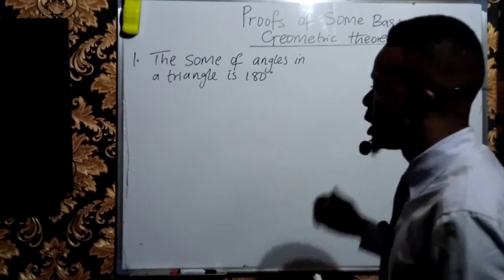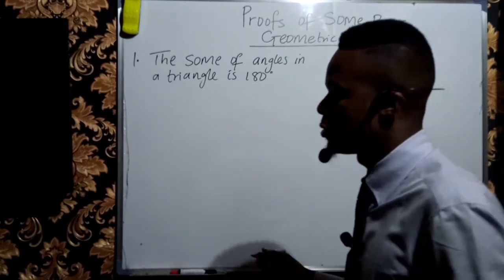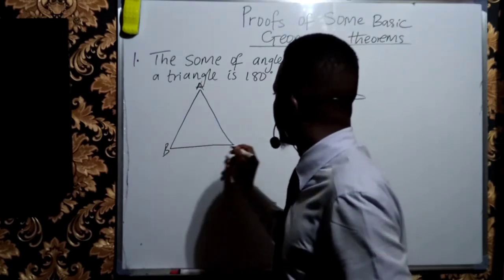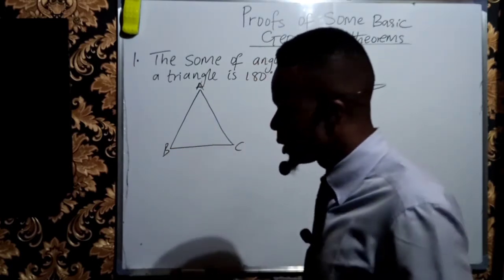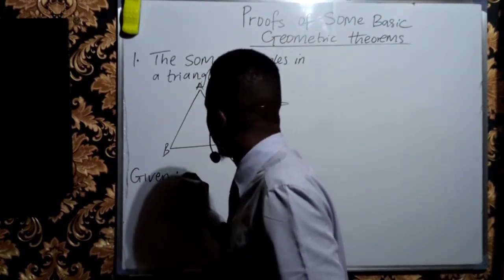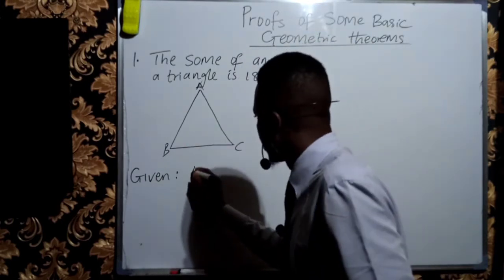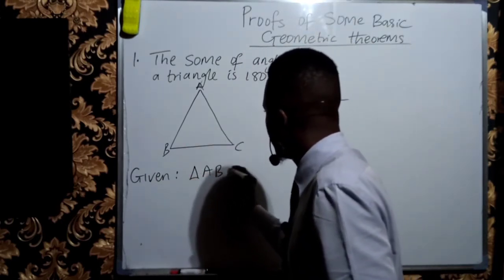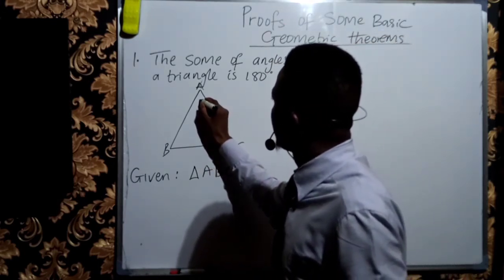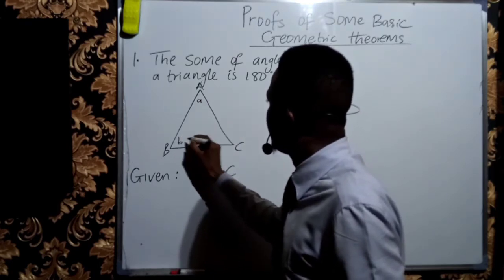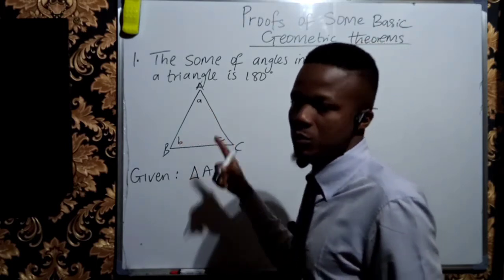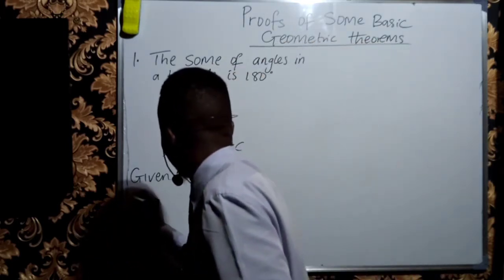Okay, now to do that, let us draw a triangle. Let's say this is triangle ABC. So the first procedure is given. What are we given? We are given triangle ABC. Let's assume that the angles of this triangle are A, B, and C. So we are assuming that the angles of this triangle are small letter A, small letter B, and small letter C.